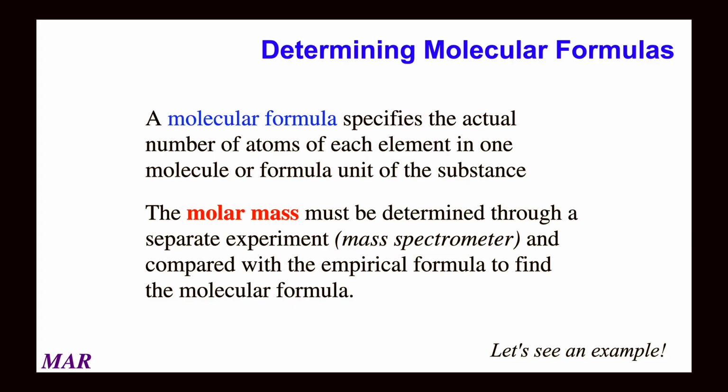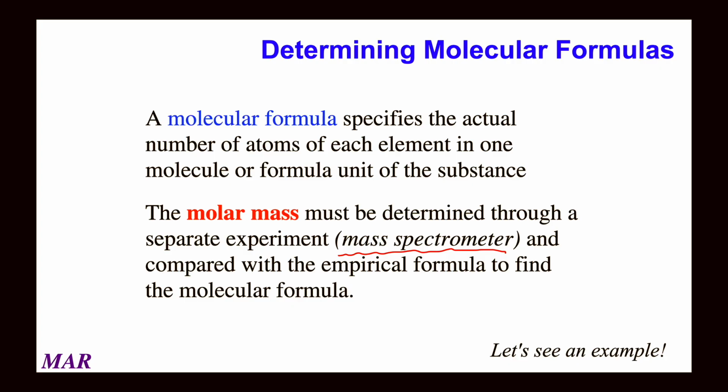You need the molar mass of your compound to find the molecular formula. And there's something called a mass spectrometer, which is actually fairly common in chemistry. It's a way to find the molar mass of your compound. So when you have a compound and you only know the empirical formula, if you throw your compound in the mass spectrometer, you'll get a molar mass value. And you can use the empirical formula and the molar mass to find the molecular formula.